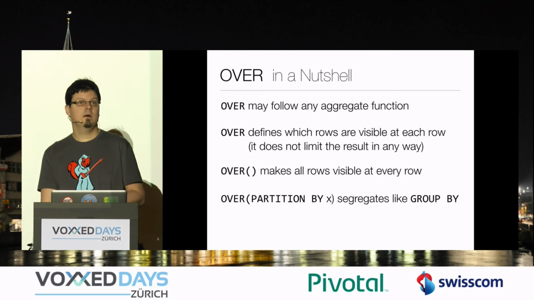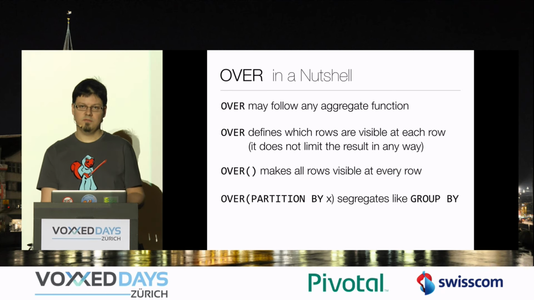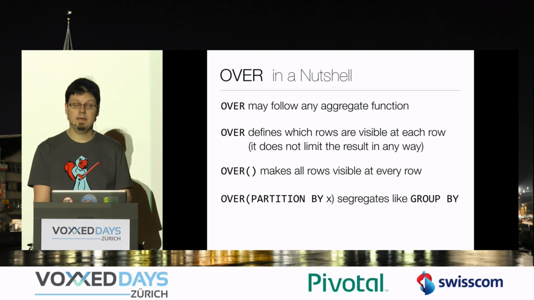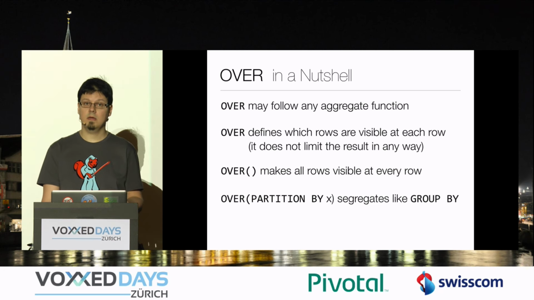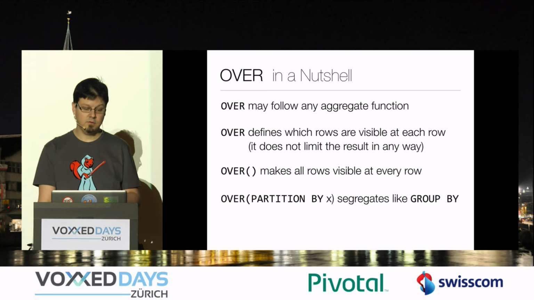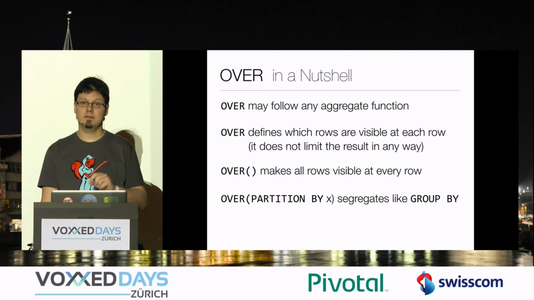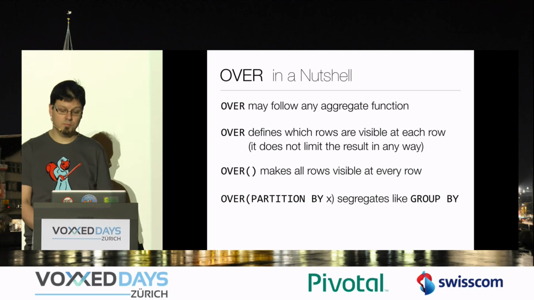So basically, over is a postfix to aggregate functions. With the over clause, you specify for which rows the aggregate function shall be applied. If you make it an empty over clause, you can basically make the aggregate over the full result set. If you make it with partition by, you can segregate the rows very much like group by does.